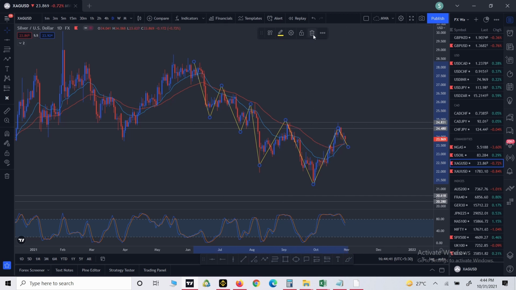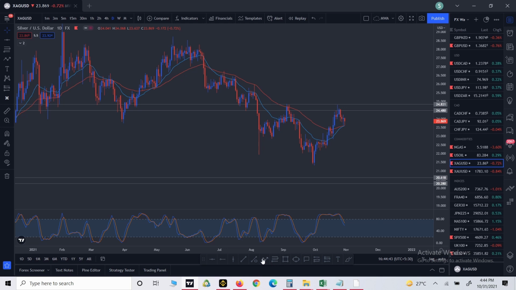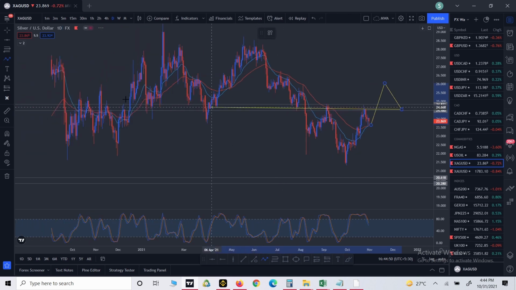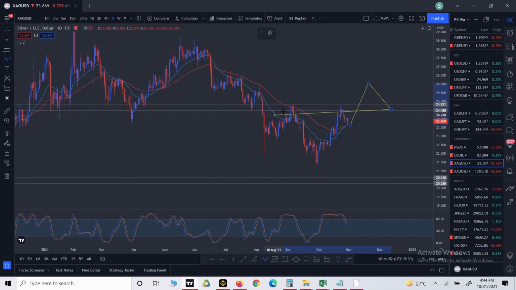So if we talk about the possible trading setup in this market, in that scenario, if the price gives us a break and close above the previous high, then we can wait for a pullback into the recent broken zone. As you can see, this is a strong zone.